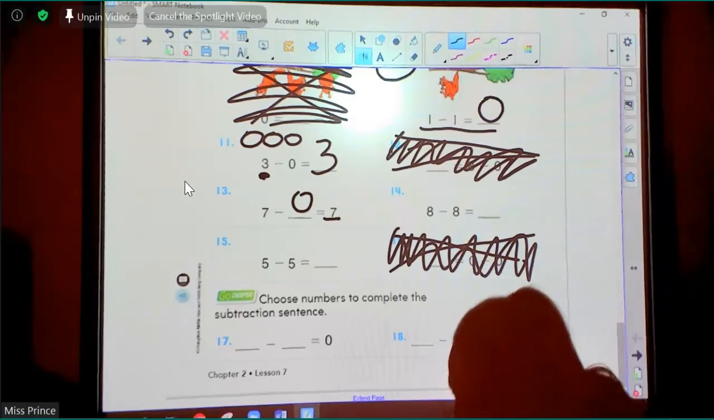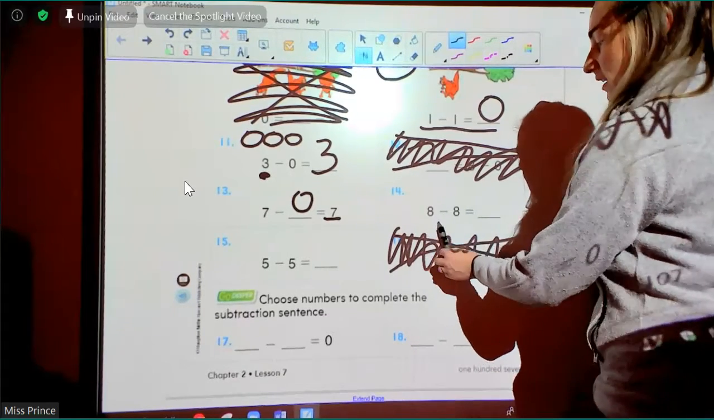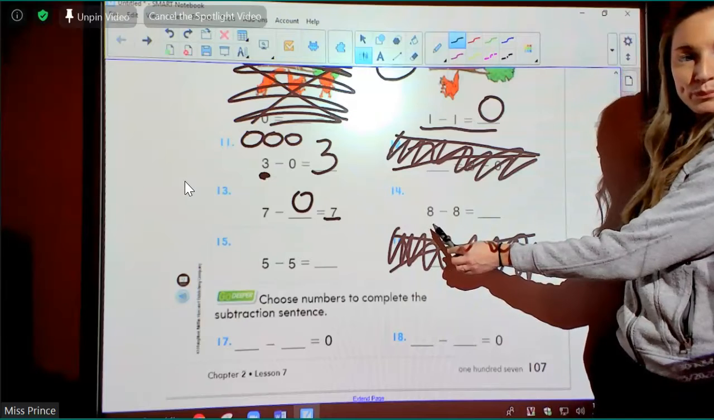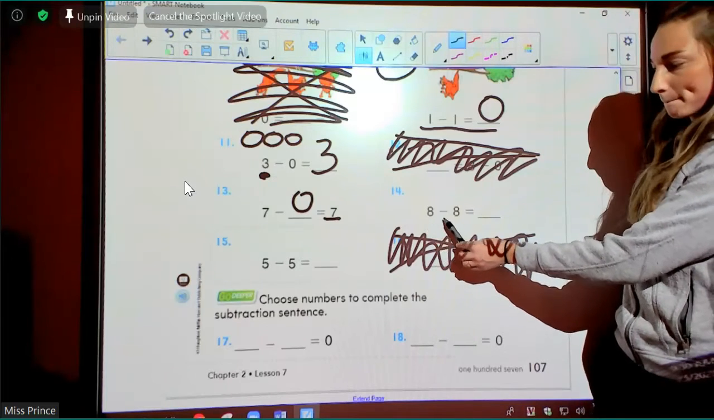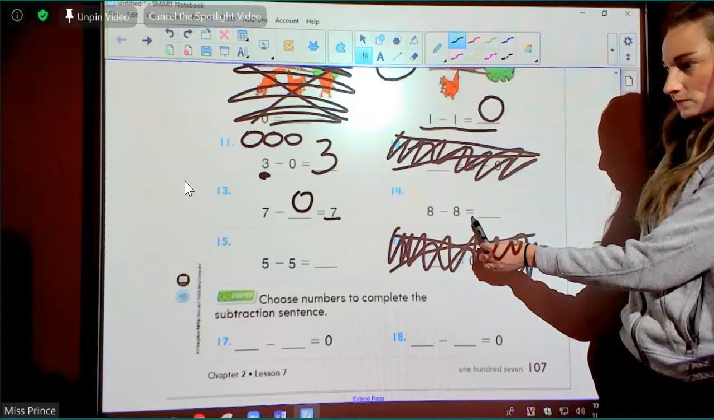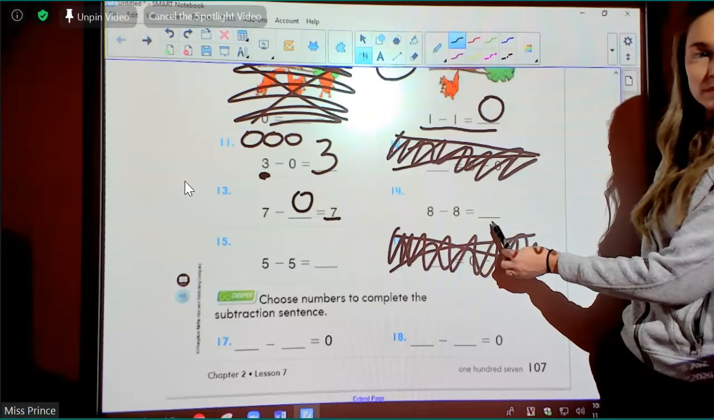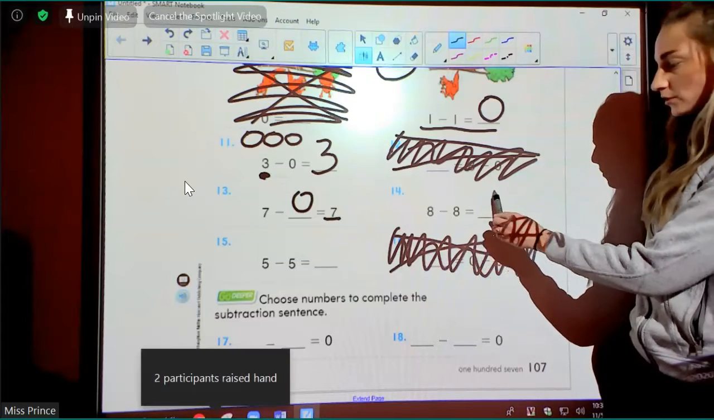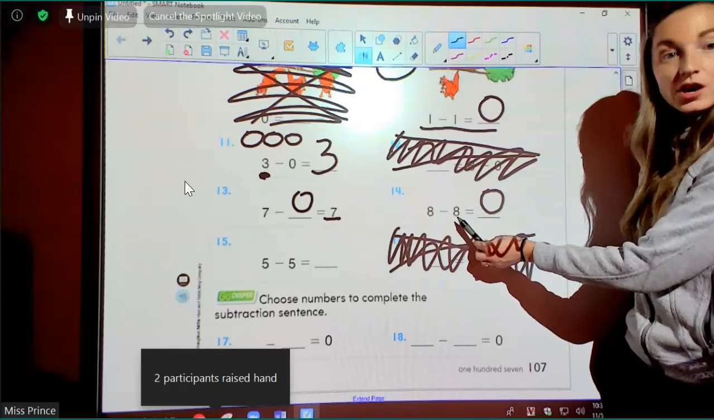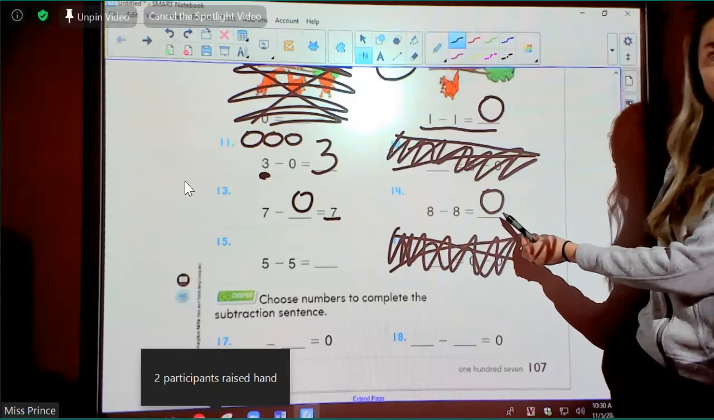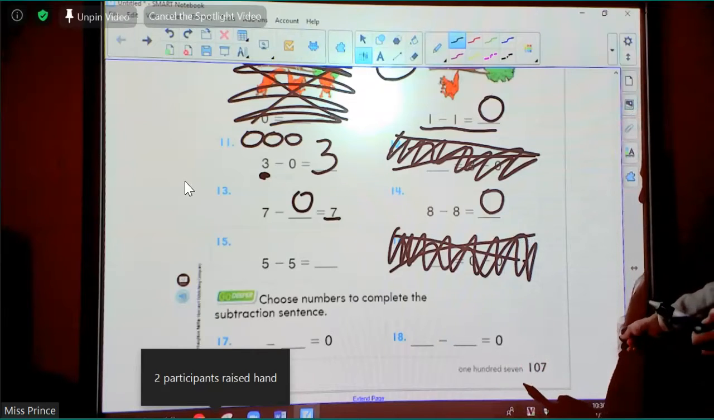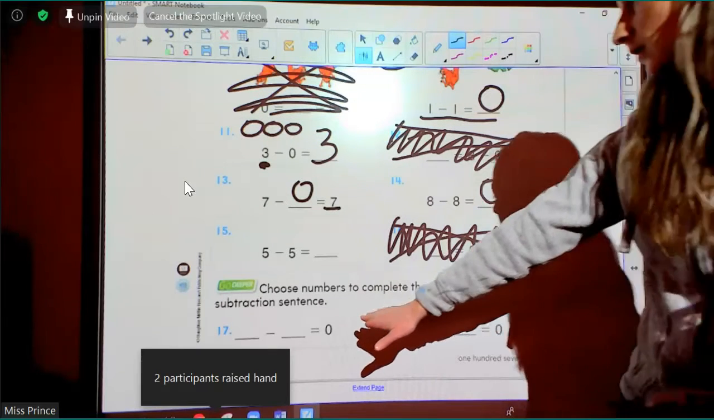Okay, 14. Sophia, go ahead and read problem 14. 8 take away 8 is 0. Good job. We started with 8. Then we took all 8 of those away, so we don't have anything left. So we have 0. Okay, we have 2 more problems.